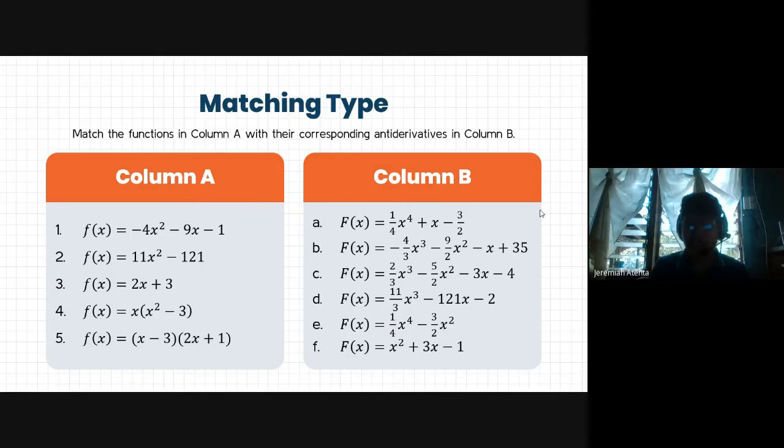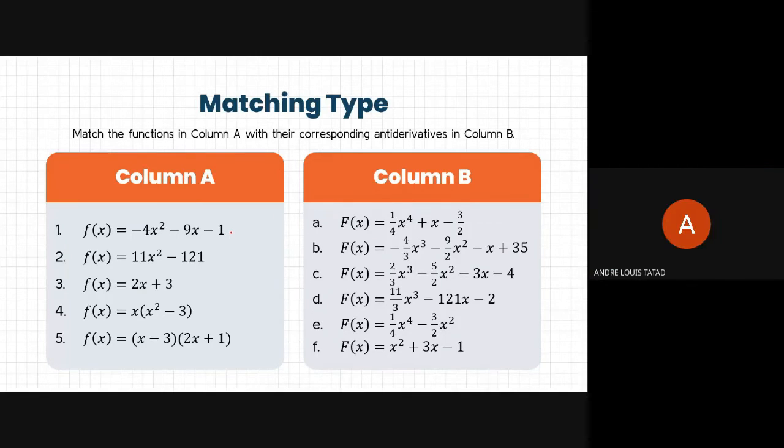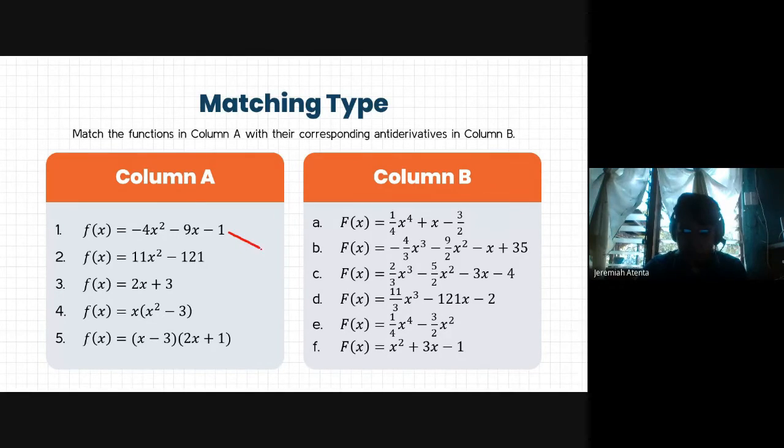Number one, sir. Yes, number one. What is your answer for number one? C, sir? Letter C. Okay, very good. Now, you try to differentiate letter C. Dapat, yung derivative niya will be equal to negative 4x squared minus 9x minus 1. And I think, equal naman sila.